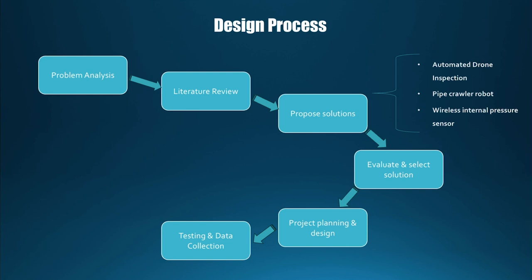And after that, after we selected a solution, we went on to project planning and design. So planning will include the purchasing, your time management, etc., project management and finances. And after the design and prototype making, we move on to testing and data collection. So after testing and data collection, we will know whether our proposed solution is suitable or not. Otherwise, we can move back into project planning and design to make further changes if required.